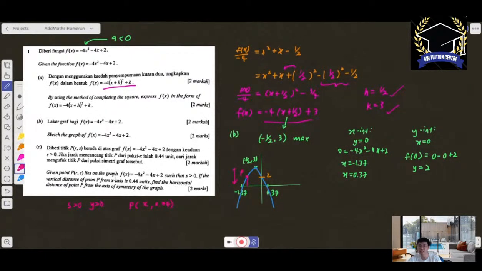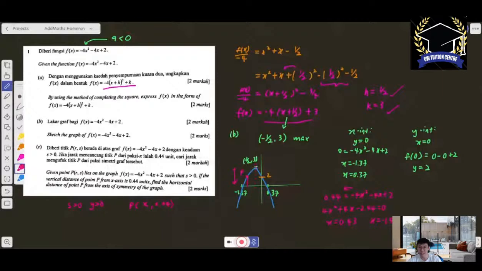Find the horizontal distance of the P from the axis of symmetry. The axis of symmetry is here. Let's find out what is the x first. If y is 0.44 equal to negative 4x squared minus 4x plus 2, I bring everything to one side. 4x squared plus 4x minus 2.44 equal to 0. I find out the x first. Press the calculator, and I get to know the x is 0.43 and x is negative 1.43. Got two answers.